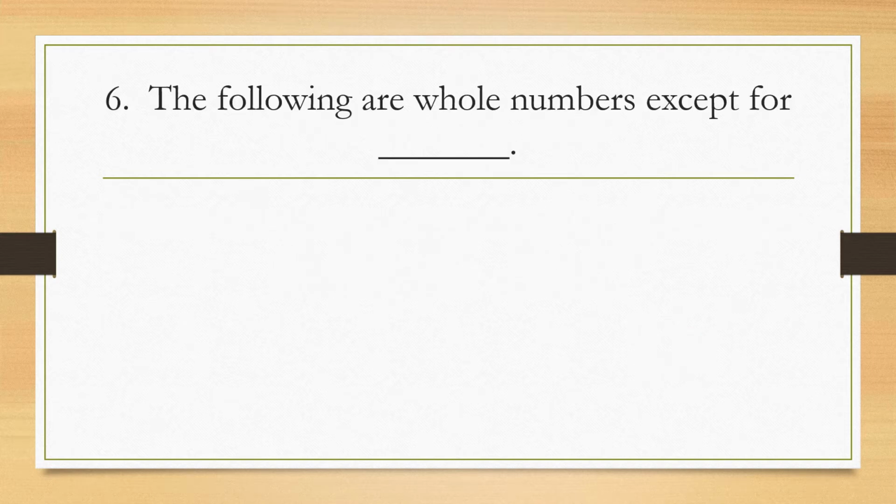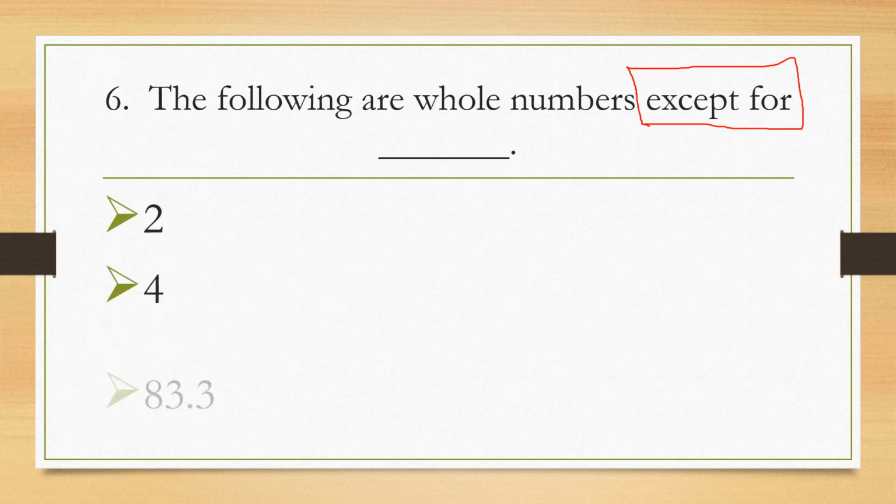Number 6, we have here the following are whole numbers except for blank. Okay, so take note of the word except for. So let's take a look first on the choices. So we have 2, 4, and 83.3. What do you think? What are the whole numbers here?